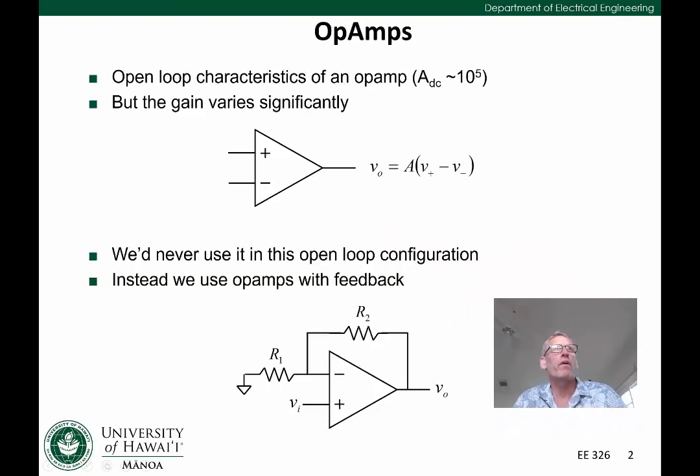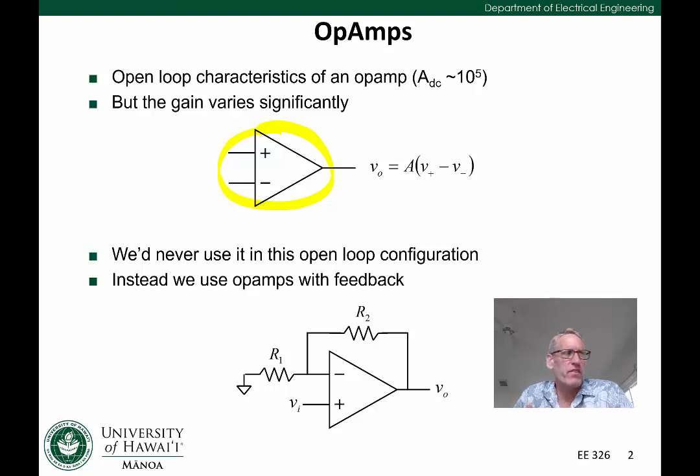So up to this point, we've really been thinking about what we would call the open loop characteristics of circuits. And that is, if we took an amplifier like this amplifier shown here, and we connected some inputs to it and we looked at the output, the output is A times V plus minus V minus. It's what we expect from an op amp, right?